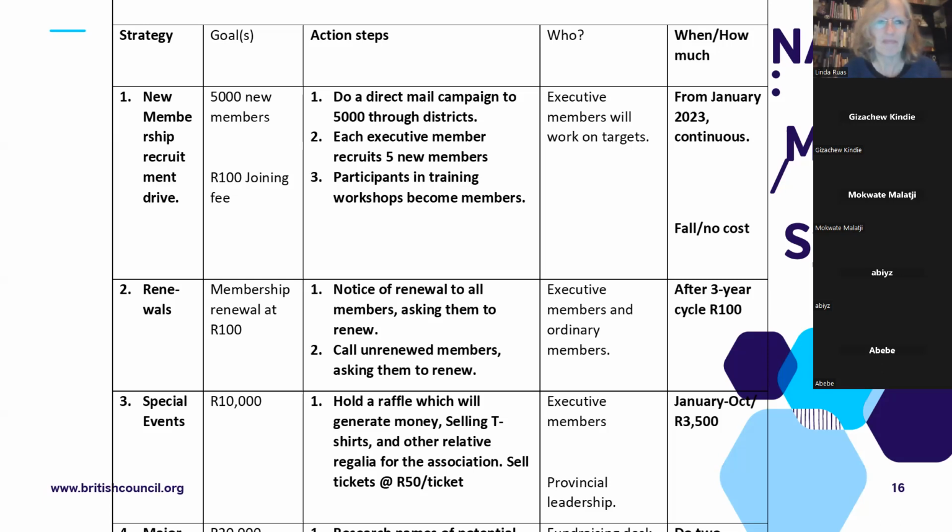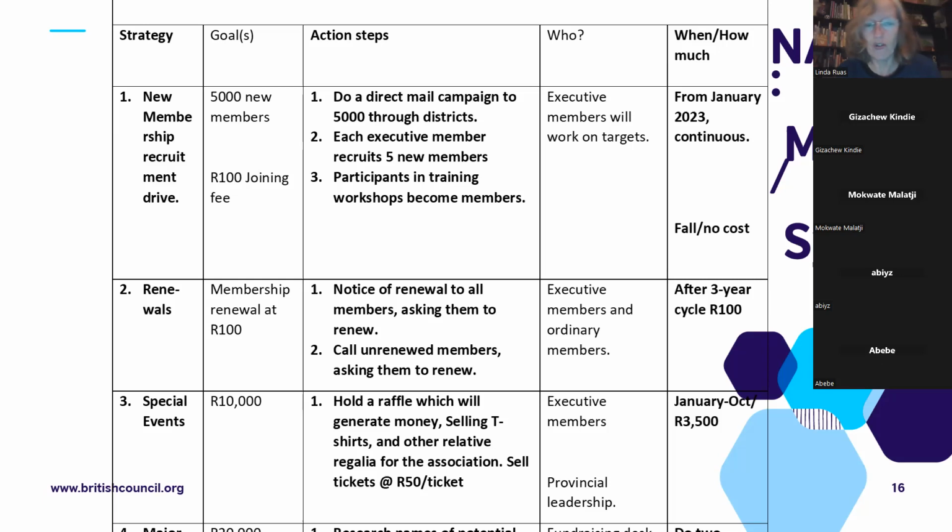Okay, great. Thank you. So as you see, Malachi's first one is the new membership recruitment, and they've got the how much, and they've got a plan for the direct mail campaign. Number 2 is interesting. Each executive member recruits 5 new members. This cascading effect is quite nice. Each person goes into a school and contacts other people, so there's a responsibility on everybody to get a number of people. Training workshops: if you're doing live events, people are much more likely to join.